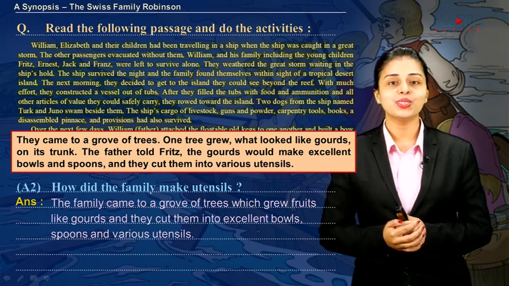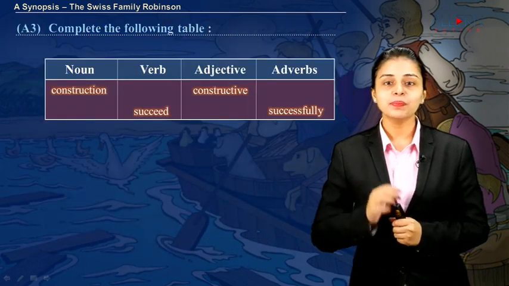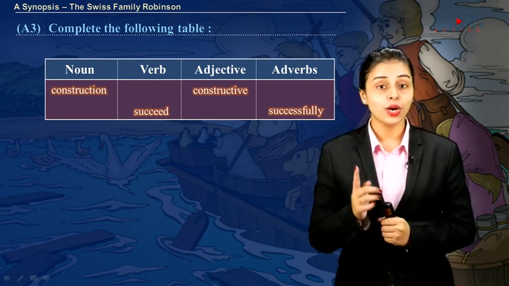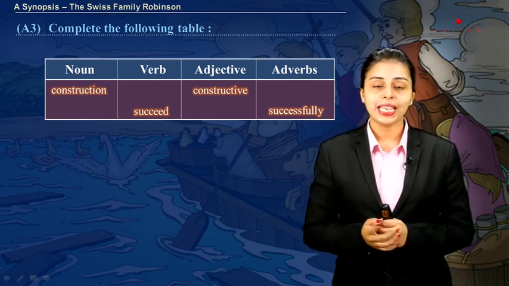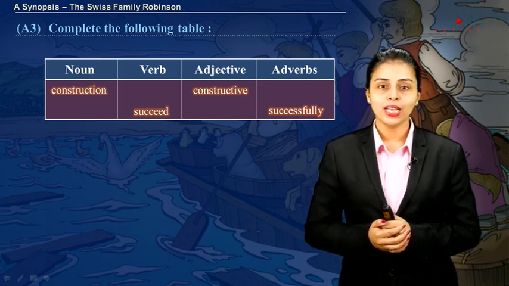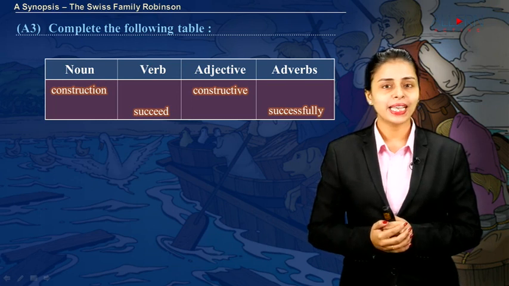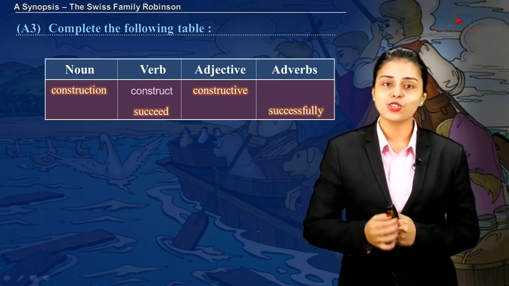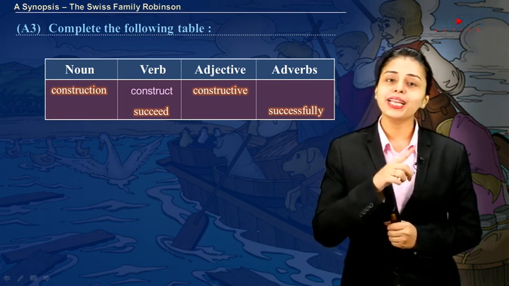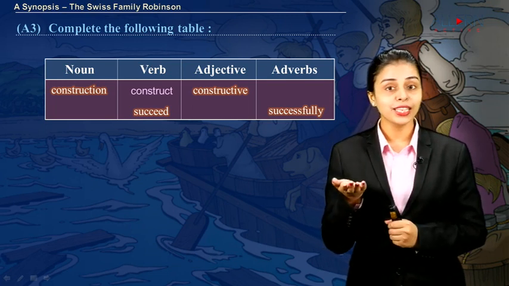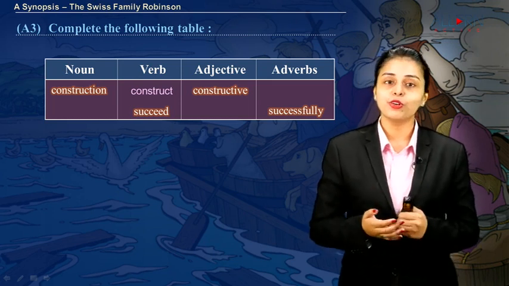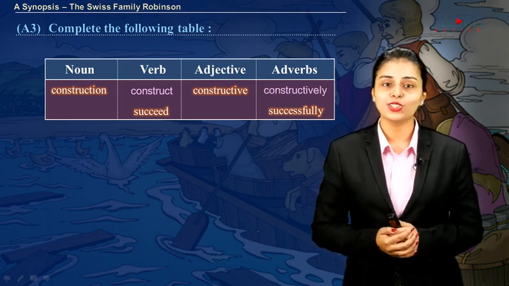Now moving ahead to the next question. In this particular question, we have to complete the table. Now the word construction is in the noun form. In order to write it in the verb form, we have to add to with it. Now if I add to before it, I'll say to construct. Now constructive is the adjective form. If I have to write it in the adverb form, I'll use the adjective constructive and I'll add ly after it. And therefore we get the adverb form, that is constructively.